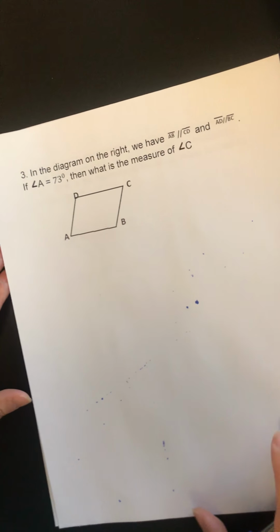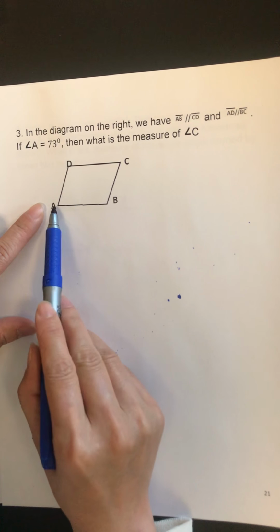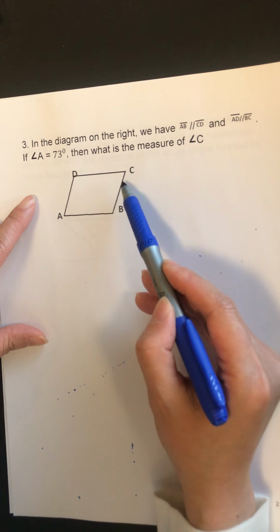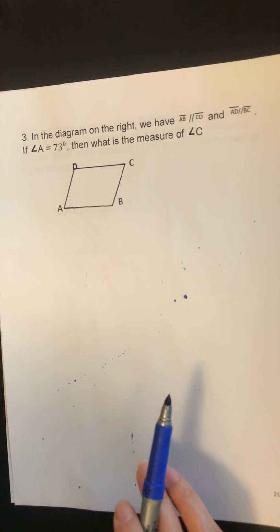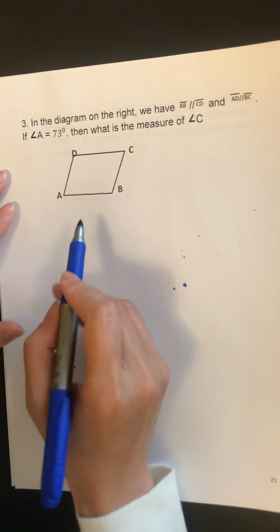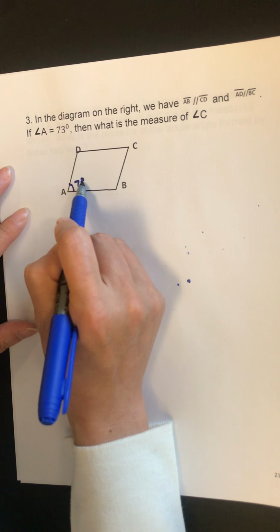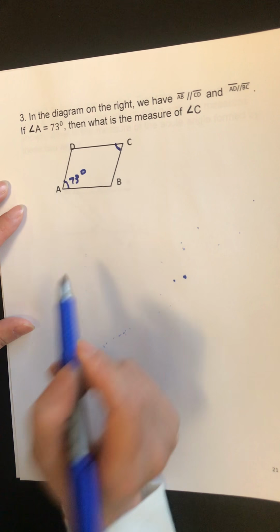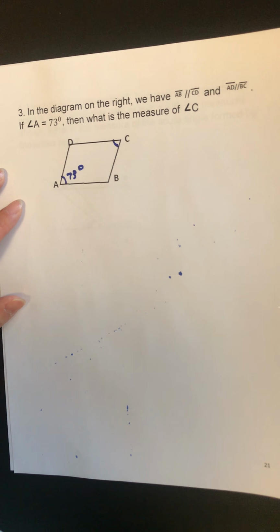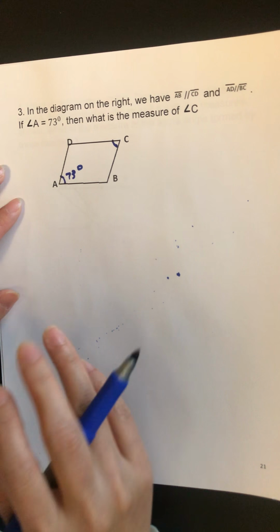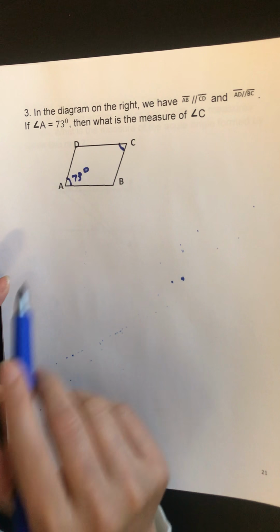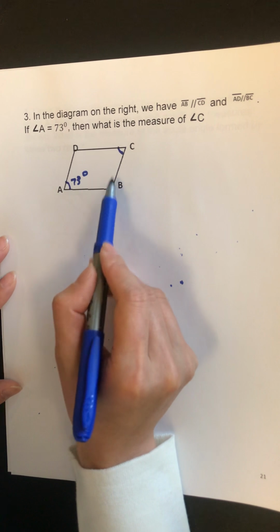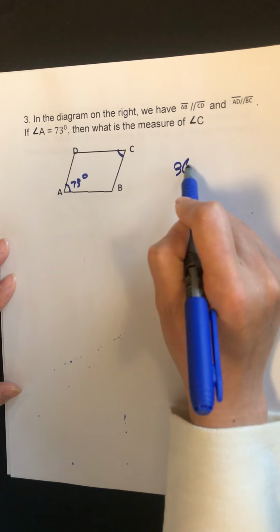Number 3, in the diagram on the right, we have AB parallel to line CD and AD parallel to BC. This is a typical parallelogram. So if angle A is 73 degrees, what's the angle for angle C? So this one, we can do it in many different ways. Here I'm going to show one property of any parallelogram. The four angles would add up to 360 degrees.